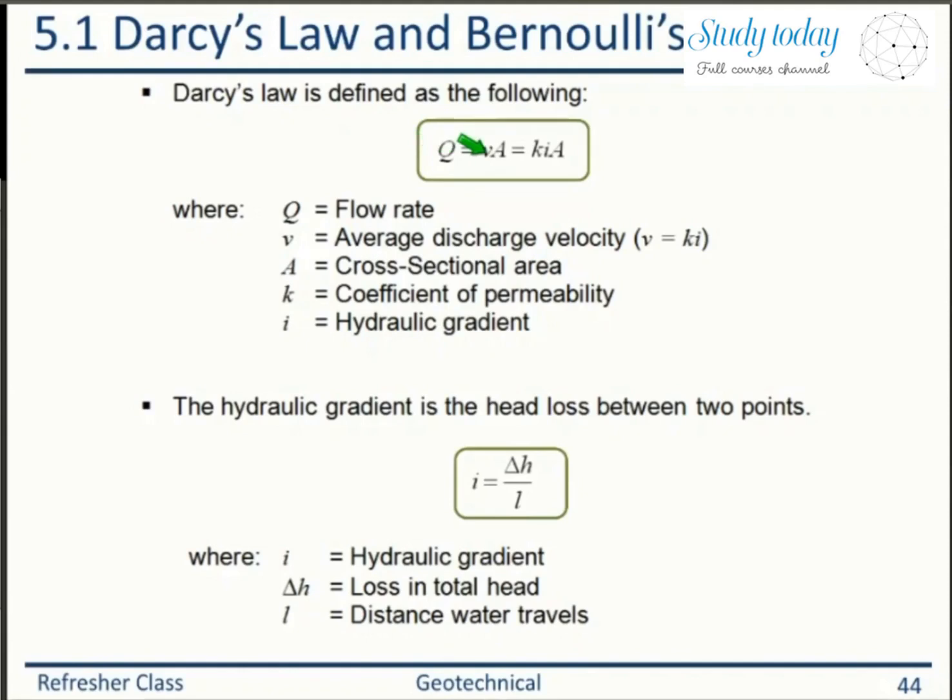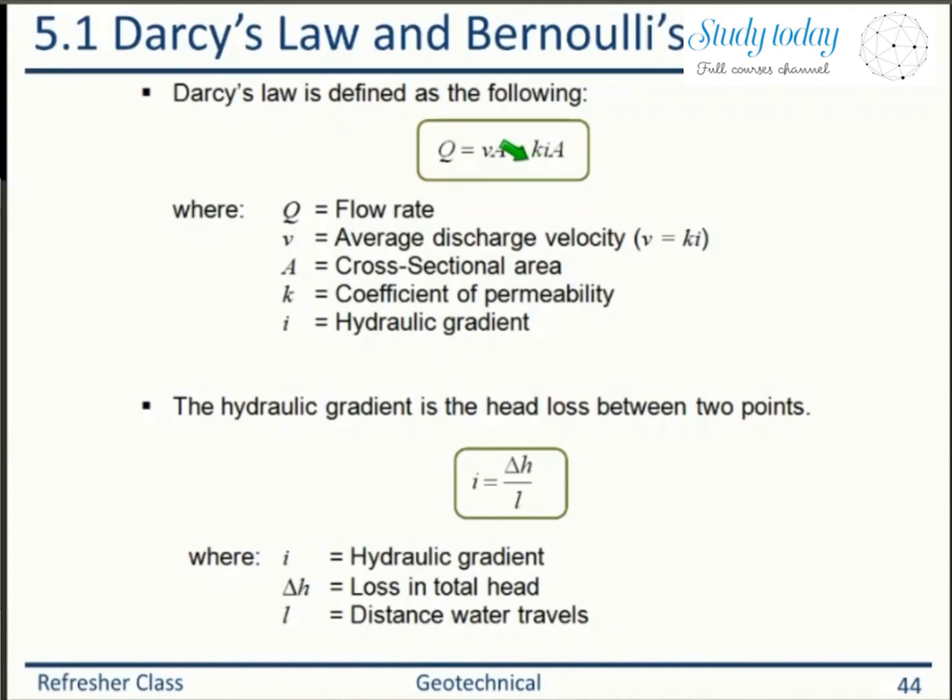Darcy's law states that flow through a pipe is equal to the average velocity of water multiplied by the cross-sectional area, and the cross-sectional area is perpendicular to the direction of flow. Whichever direction water is flowing, you have to take the area which is orthogonal, or 90 degrees, perpendicular to the direction of flow. In case of soil, the average velocity of water is equal to the coefficient of permeability K multiplied by the hydraulic gradient i.